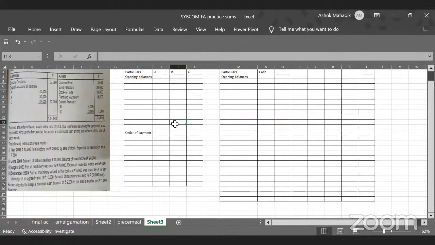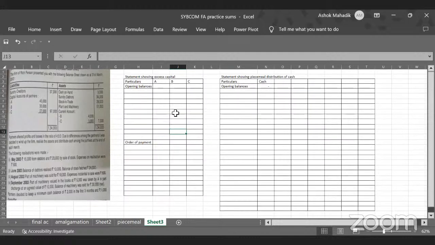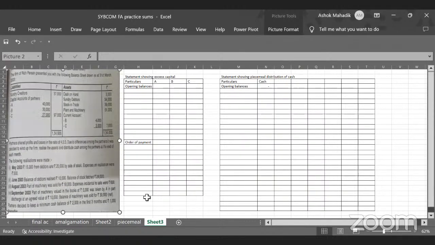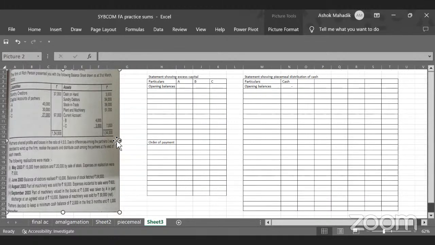In the statement of piecemeal distribution, that is the second table, we have to follow the order: first you pay dissolution expenses, if at all given in the sum. Then you pay preferential liabilities, which are government dues and workers dues. Once they are paid, you pay secured loans. Then you pay unsecured loans, then partners' loans, and then partners' capital. So partners' capital will be the last thing to be paid, because they are the owners, the risk bearers. So if any loss is there, they have to suffer that loss. Clear?